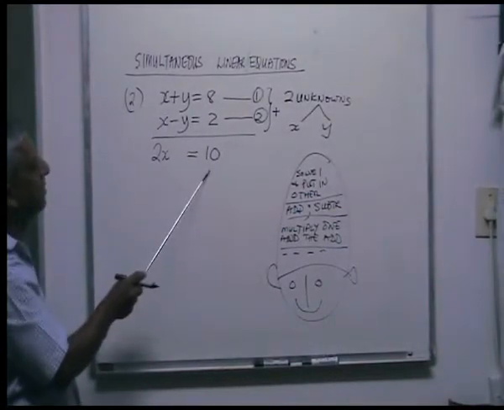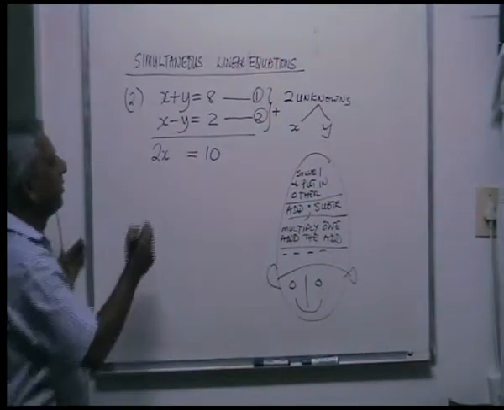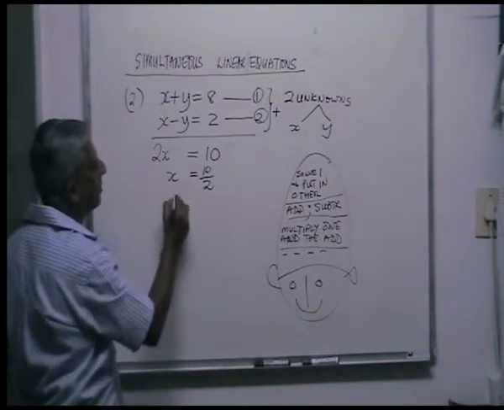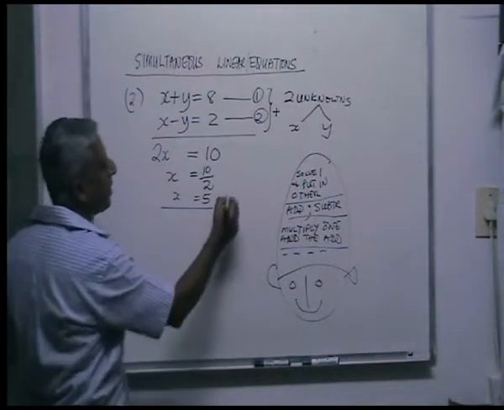And 8 plus 2 is 10. Now, this is a simple linear equation, isn't it? So x is equal to 10 divided by 2. x is equal to 5. Right, then what do you say?